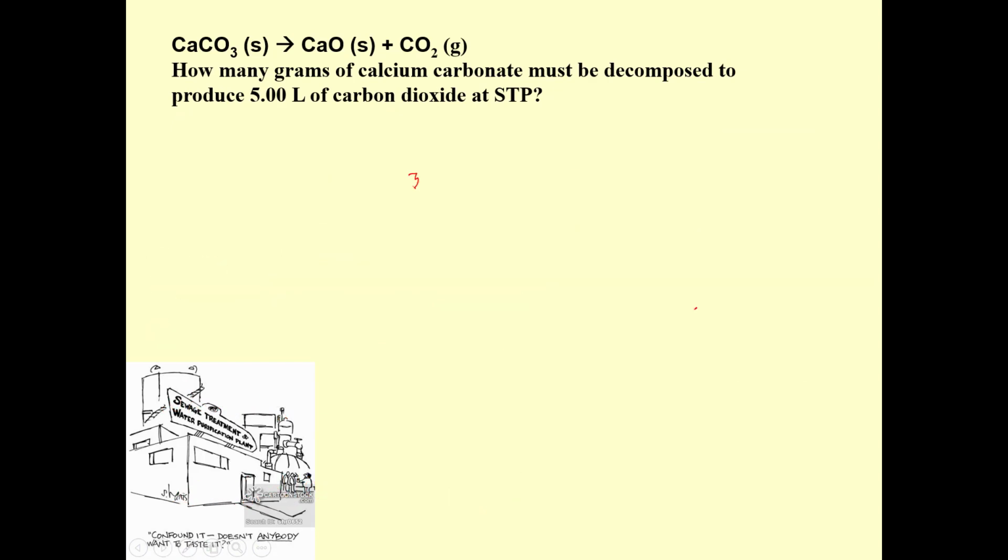Then I've got calcium carbonate. It turns into calcium oxide plus CO2. This reaction is used in wastewater treatment plants. So thankful for that one. How many grams of calcium carbonate must be decomposed? So I want grams of calcium carbonate must be decomposed to produce 5 liters of carbon dioxide at STP.